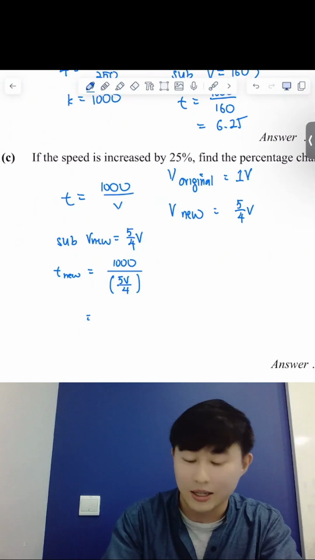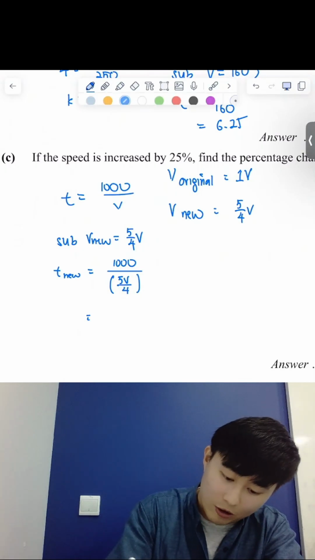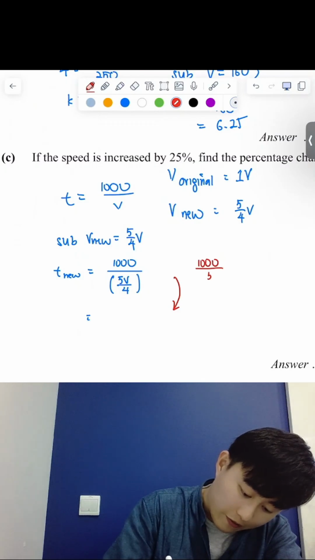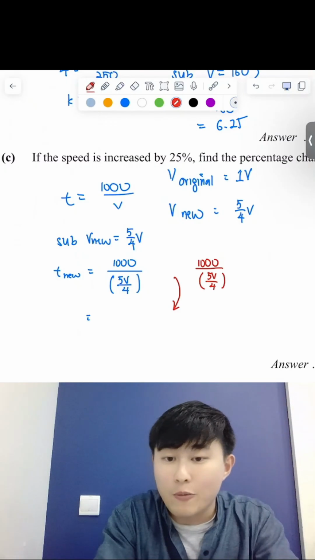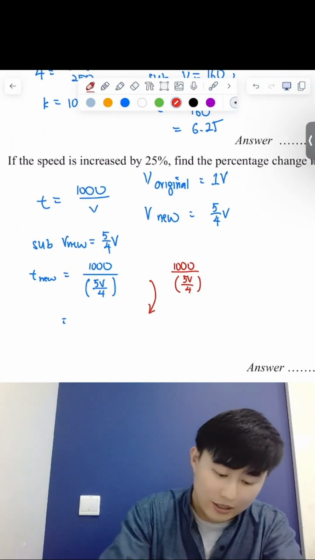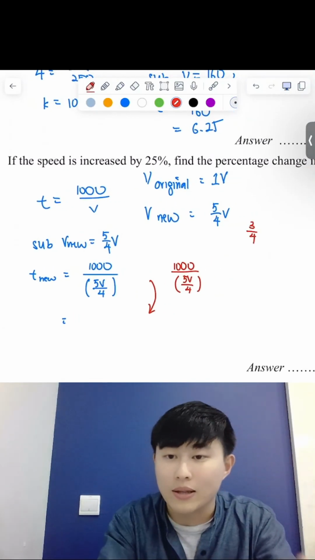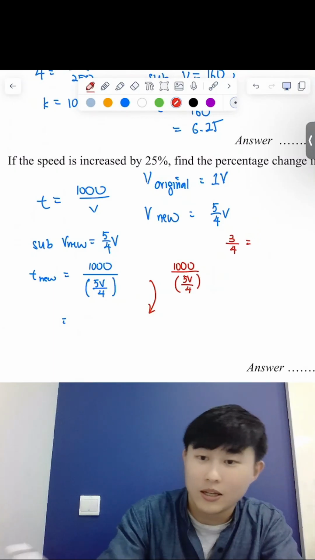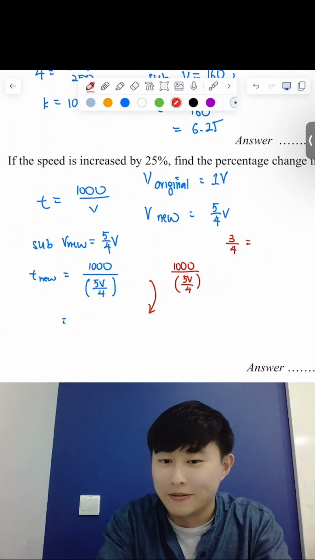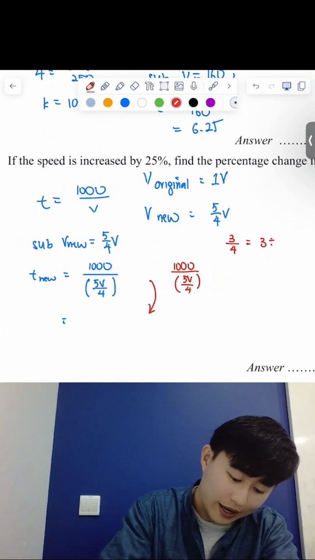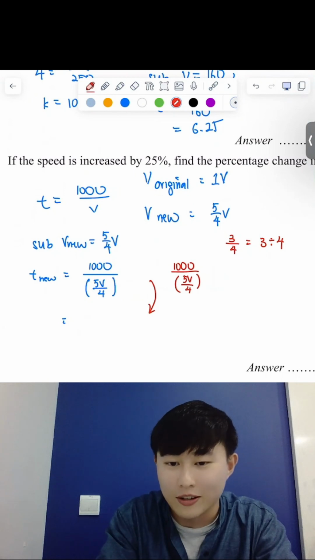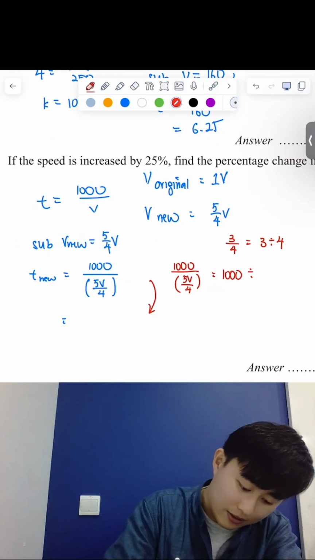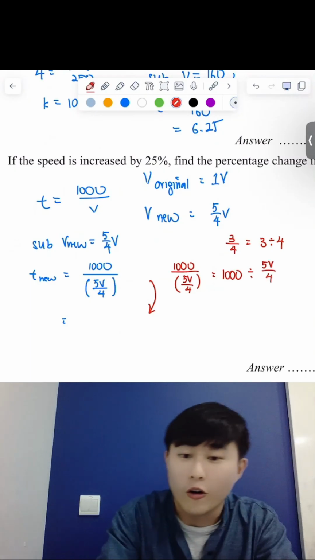This is more for your understanding. On the side, this is how it works: 1000 over 5V over 4. Last time when you were doing primary school questions, you had 3 over 4. What does 3 over 4 mean? Do you remember? 3 over 4 actually means 3 divided by 4. Very good. So this question is just 1000 divided by 5V over 4.